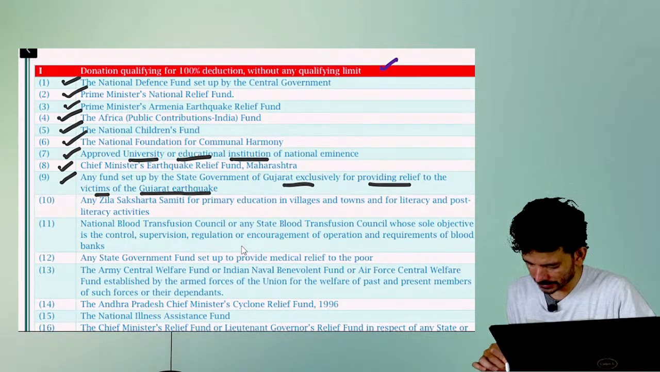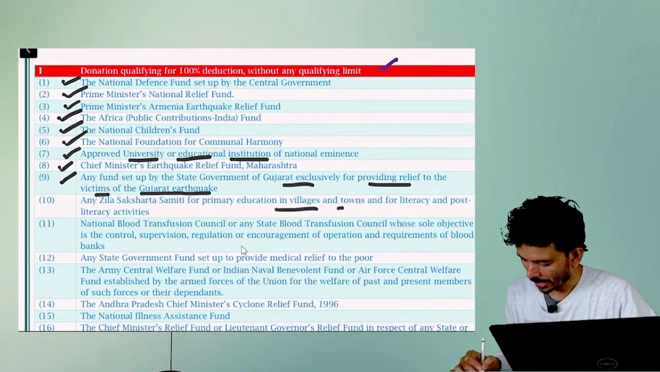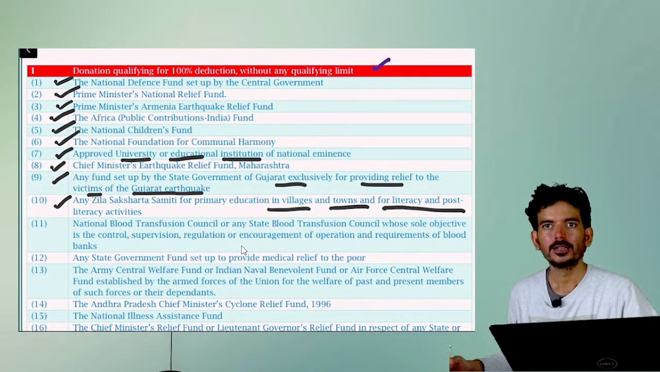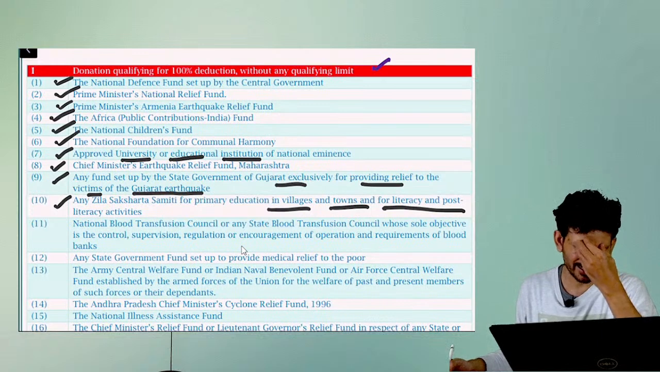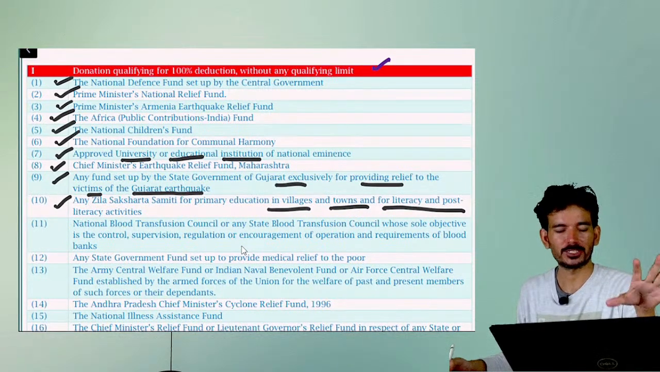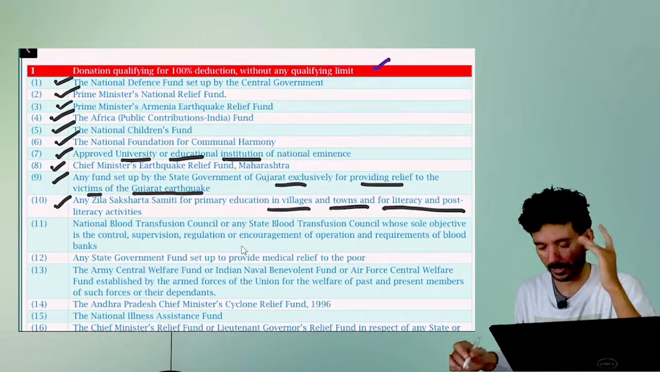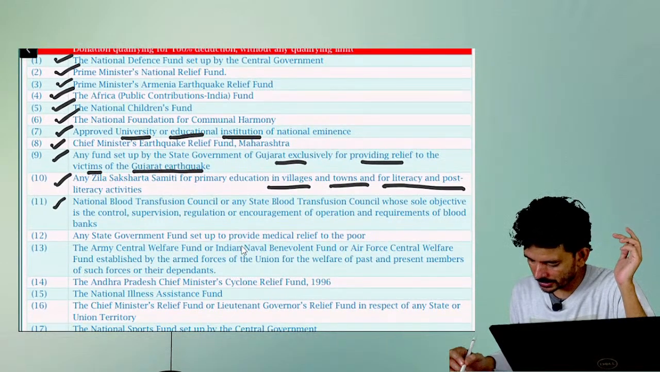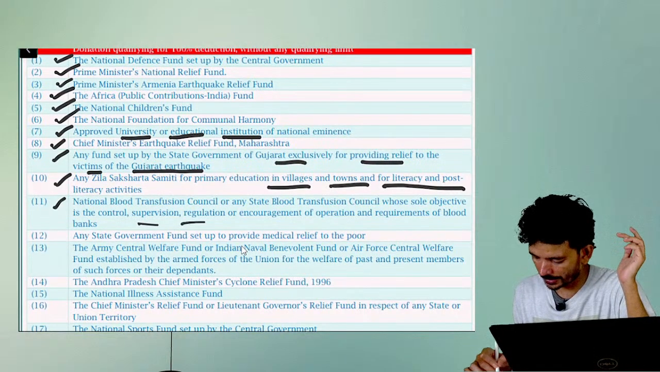Zila Saksharta Samiti for primary education in villages and towns and for literacy activities. Again, in villages, if you are contributing anything to this, 100% without limit. National Blood Transfusion Council or any state blood transfusion council whose sole objective is to control, supervise, regulate and encourage the operation and requirements of blood banks.